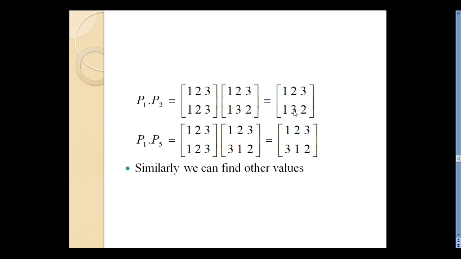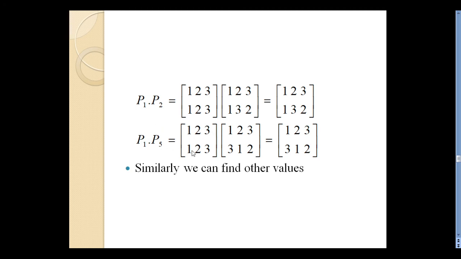So for 2 you should write 3. 3 goes to 3 and for 3 it goes to 2. So for 3 it directly goes to 2. For 3 you have to write 2. Similar way you can also find out P1 into P3, P1 into P4. Then I have written P1 into P5.